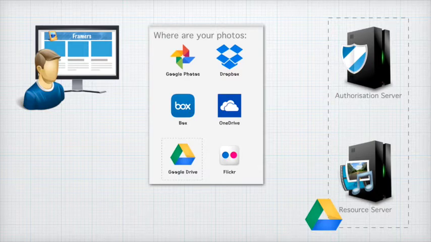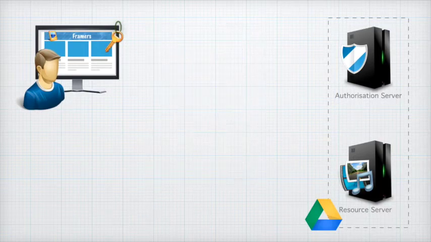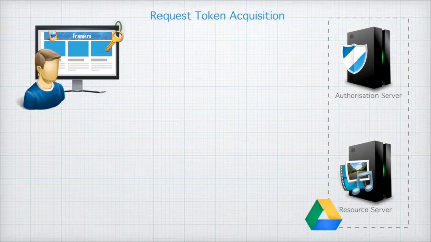This means that Framers has registered with Google as an OAuth client already. It has a client key that Google identifies it with. Dave clicks the Google Drive icon. This triggers the process of acquiring temporary credentials, also known as a request token. These credentials will be used by the server to identify the authorization request that will be made to the user.